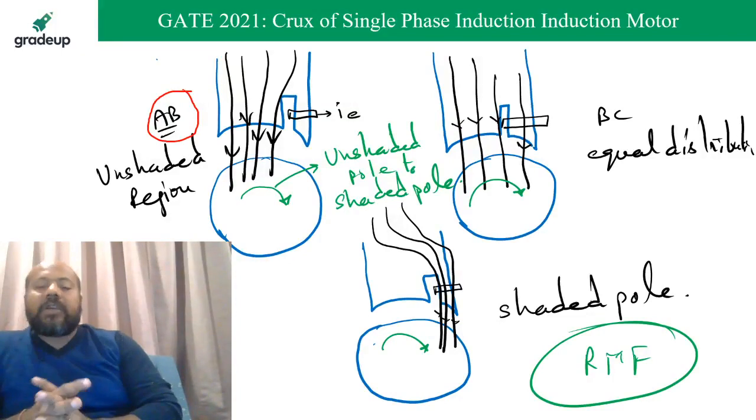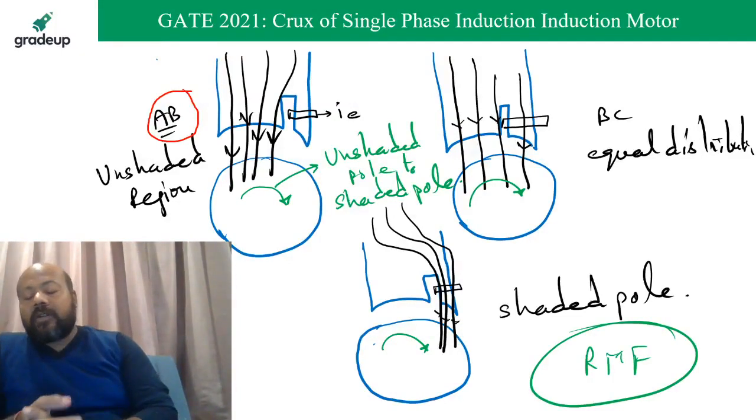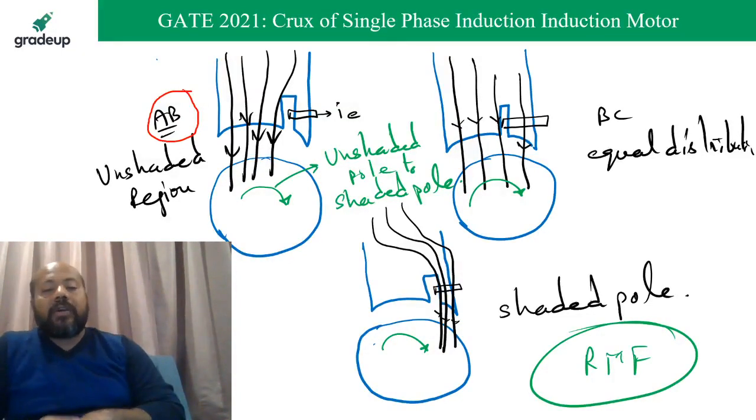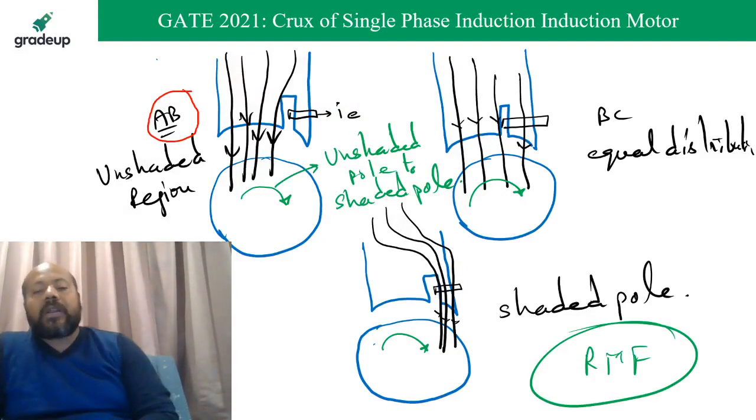If you go to the BC section, because the flux is almost constant, there is no opposition, no EMF generated in the shading coil, no current. So flux is present in both unshaded and shaded region equally, equal distribution of flux.